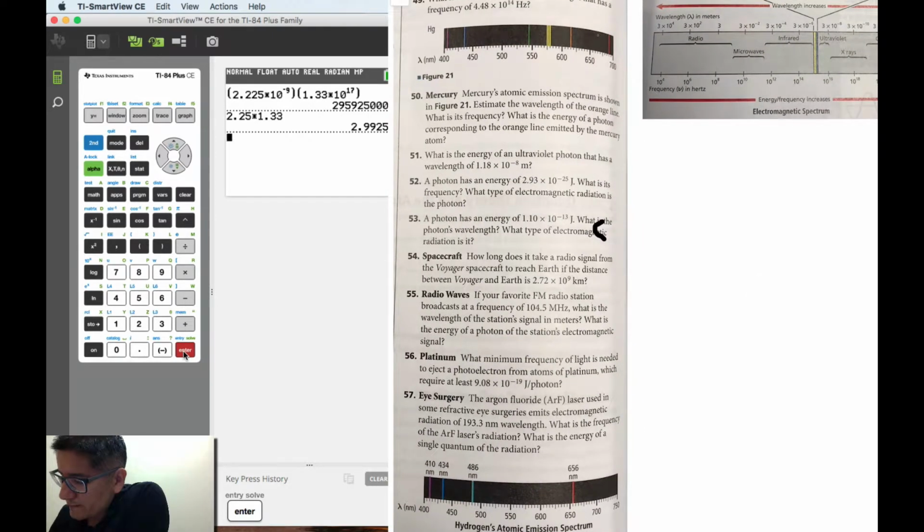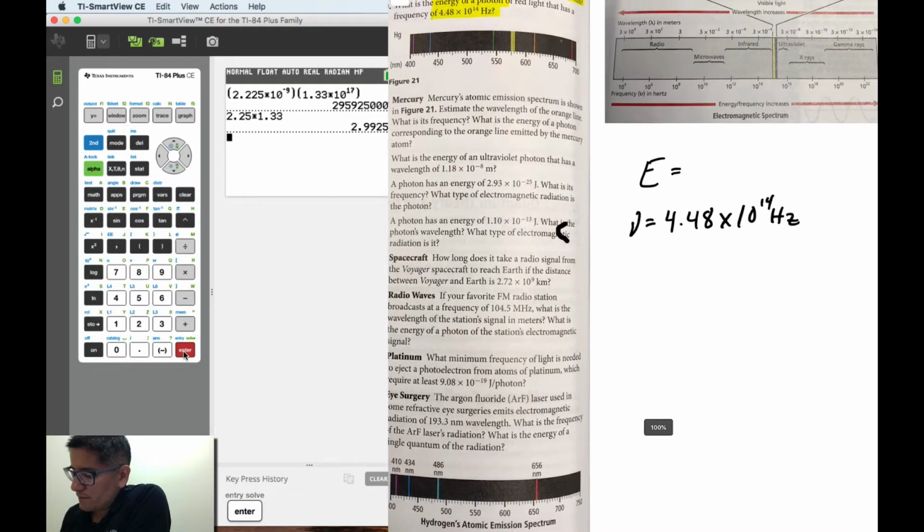So I'm looking at 49. And it says, what is the energy of the photon? So I know I'm looking at energy, so I can start writing my equation, energy. And it says of red light that has a frequency of 4.48. So here's another given. Frequency is my nu. So 4.48 times 10 to the 14th hertz.